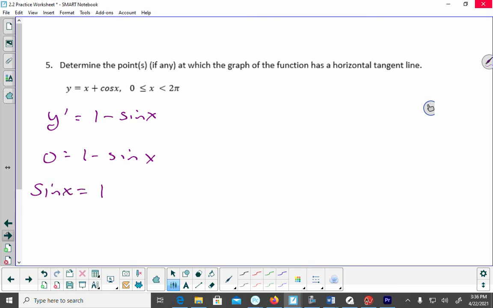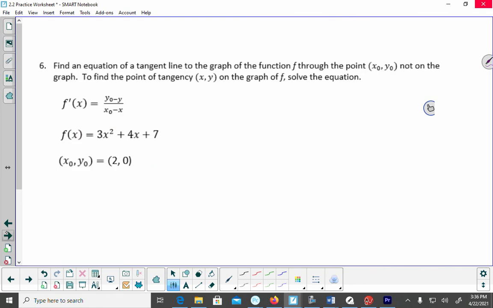And now I'm asking myself, when is the sine of x equal to 1 with one lap around the unit circle? And that's going to happen at pi over 2. So my answer is going to be x is equal to pi over 2.